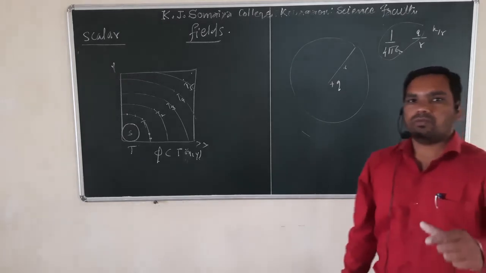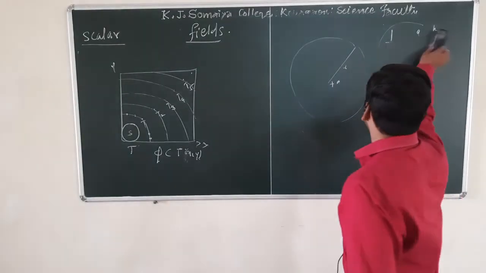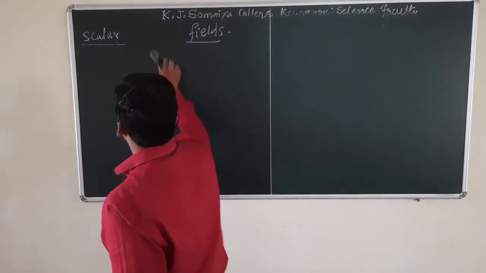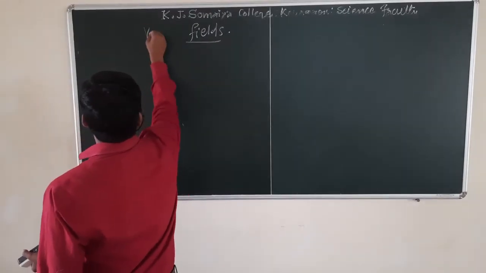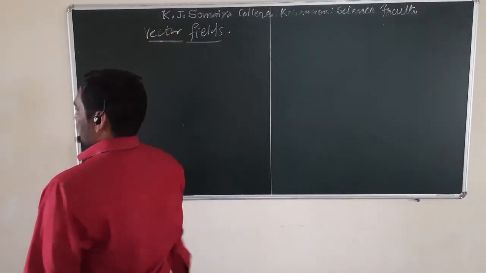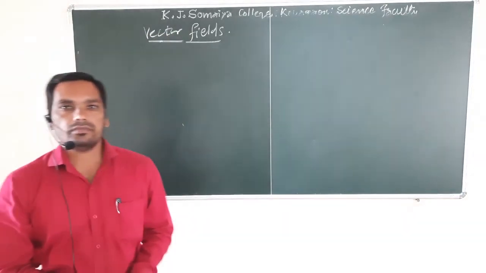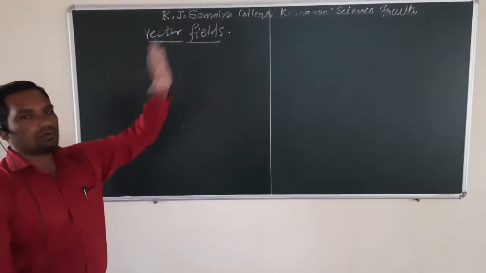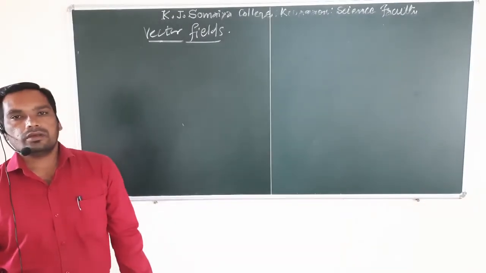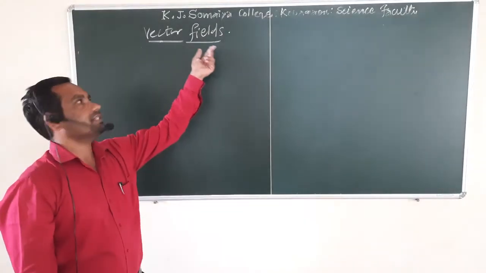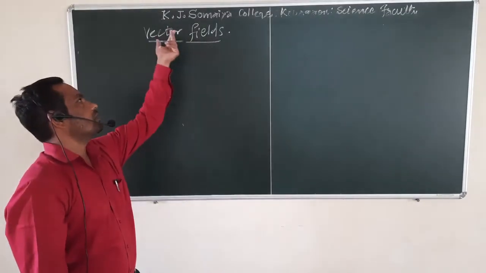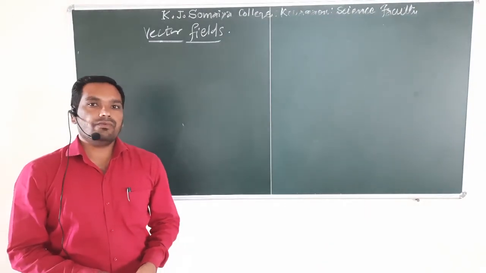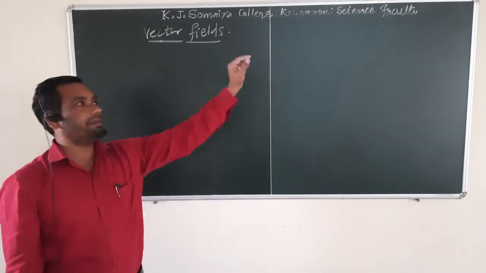Now vector fields. What is the definition of vector fields? If in a given region of space, the given physical quantity is a vector quantity, then such fields are known as vector fields. For vector fields we need a vector point function to represent that field.